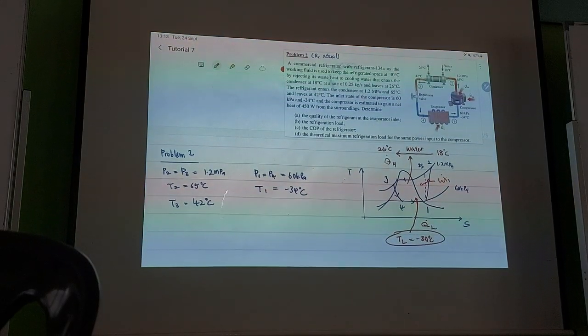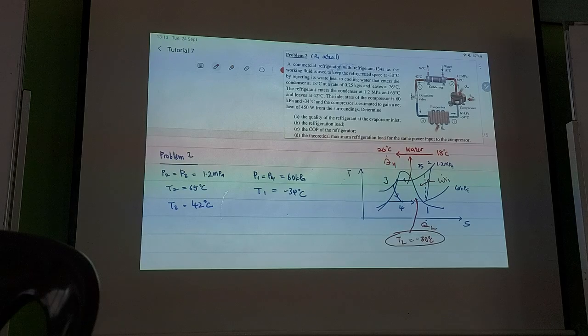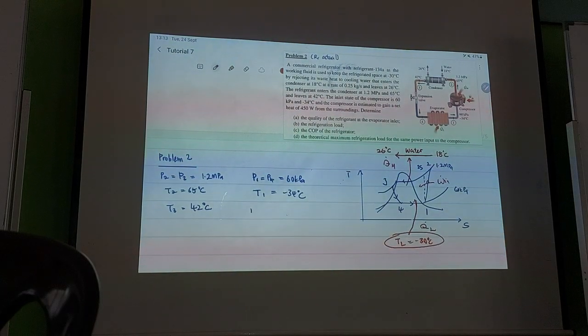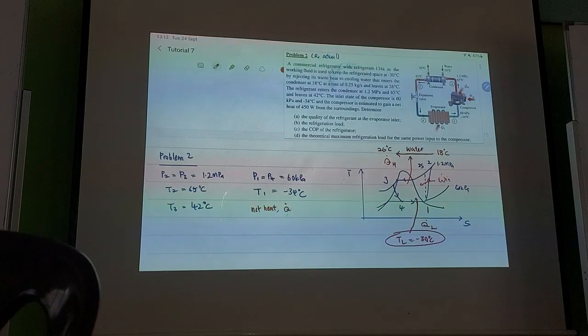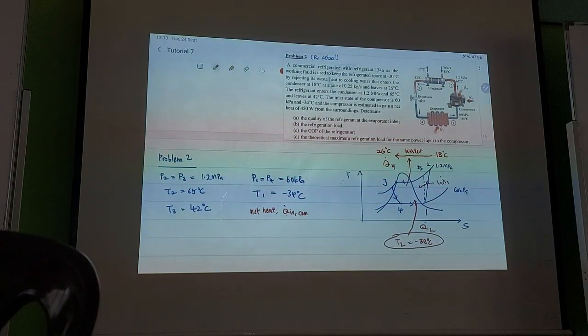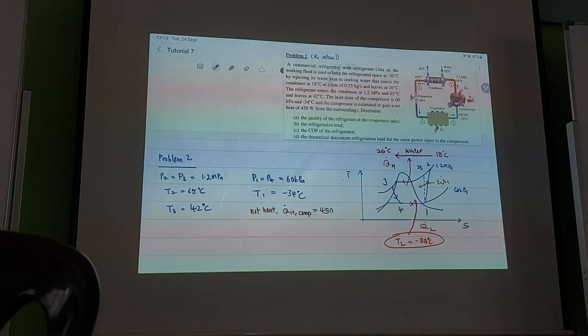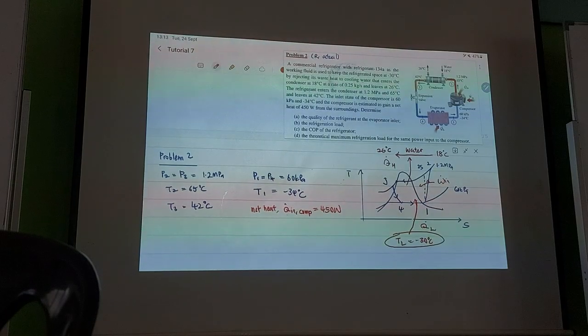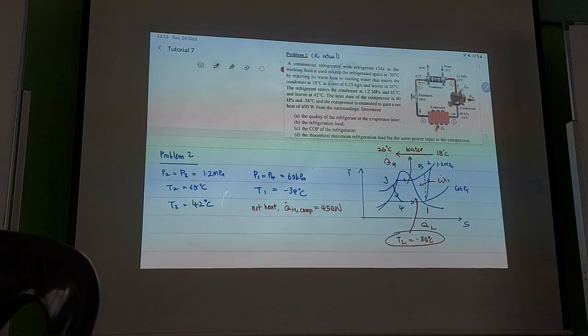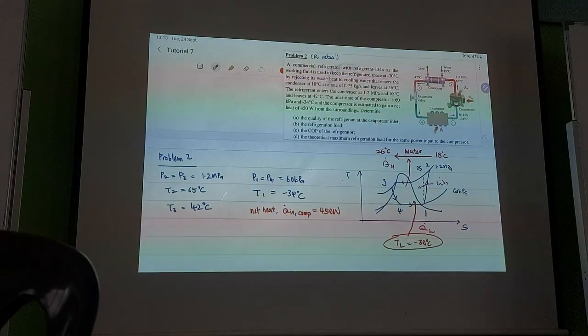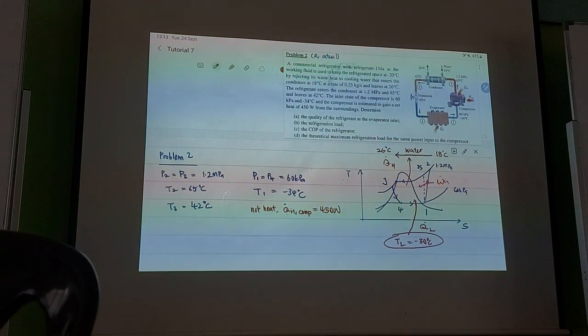Okay, so I think we pretty much wrote down everything. Besides, okay, there is a net heat Q in to the compressor, which is 451. So this is something new here. Otherwise, yeah, pretty much settled. So first we need to find the quality, then refrigeration load, COP. So these are all pretty standard things. Let's see.